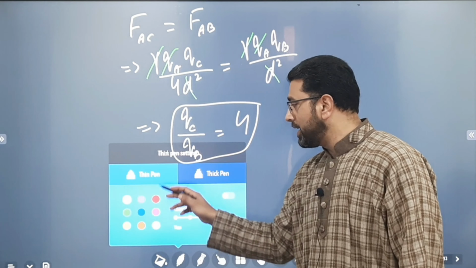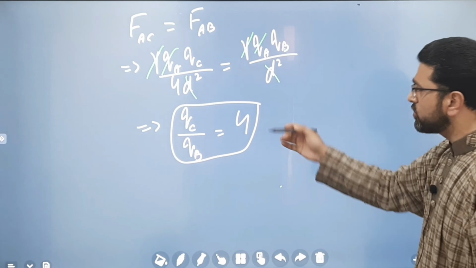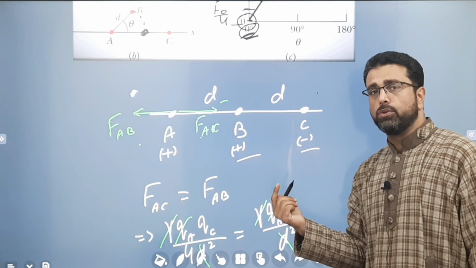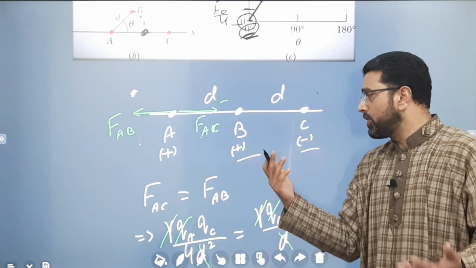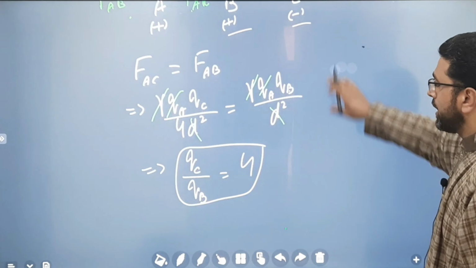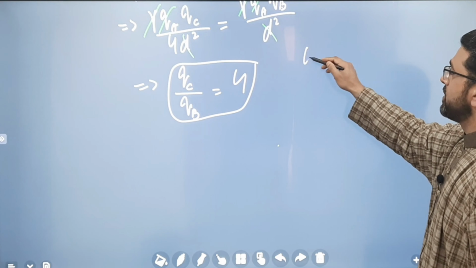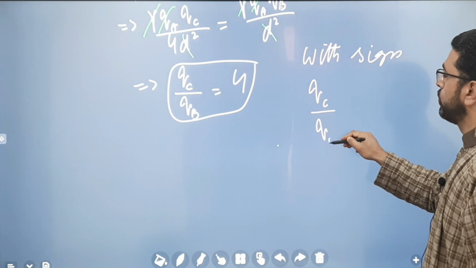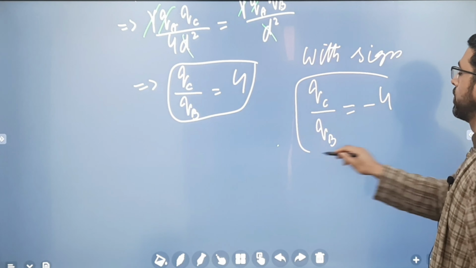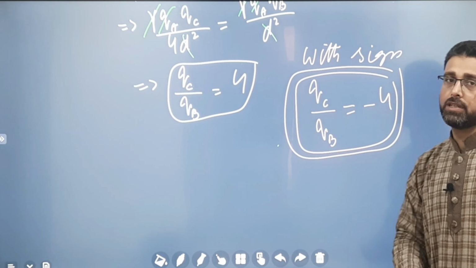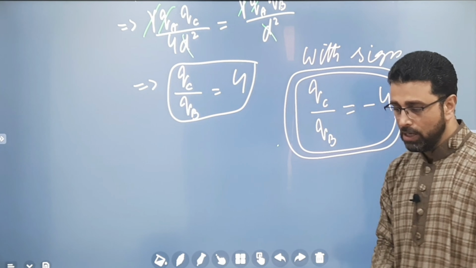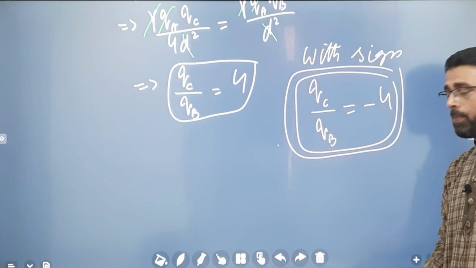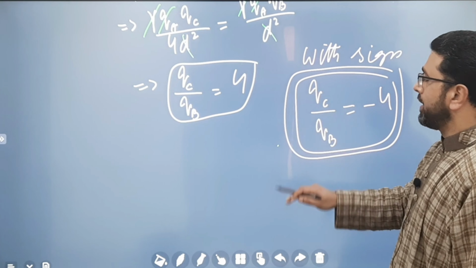But we already discussed that these two charges, B and C, are unlike. It doesn't matter which one is positive and which one is negative, but one of them is positive and the other one is negative. So the ratio must be negative. If we write the same result with sign, then QC divided by QB is equal to -4. Negative of 4. Why minus sign? Because they are unlike charges. Is that fine? So now part A is over.